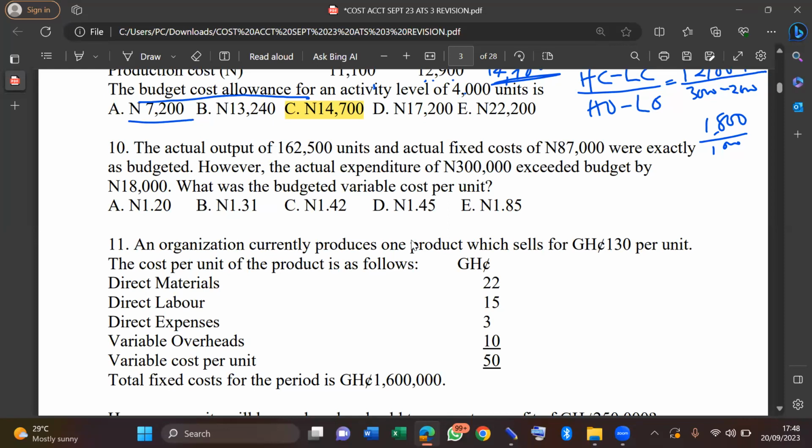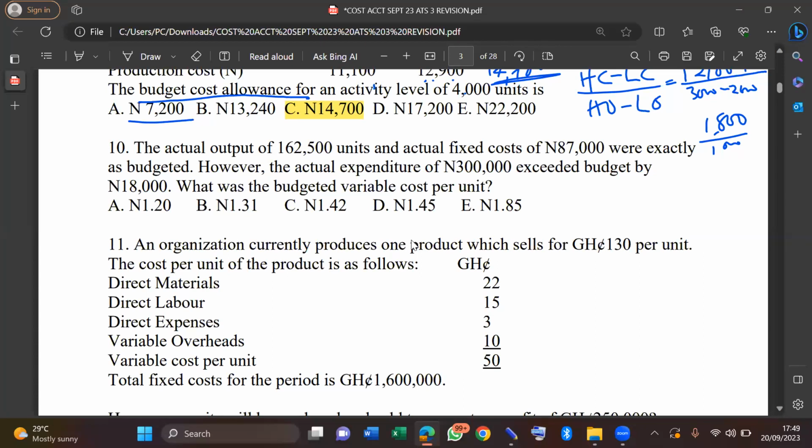Everybody. What was the variable cost per unit? What was the variable cost per unit? What was the variable cost per unit? I'm waiting for your option. Sir.